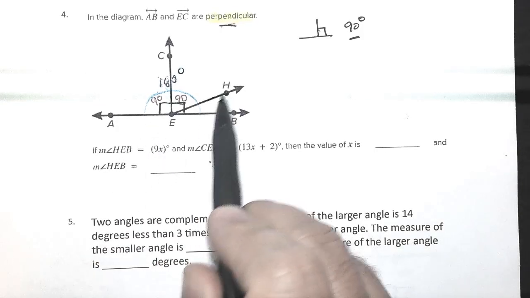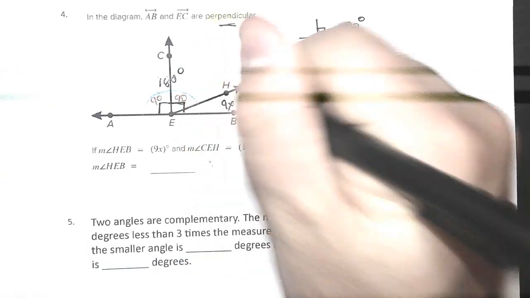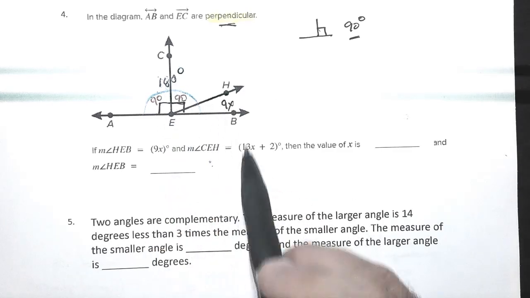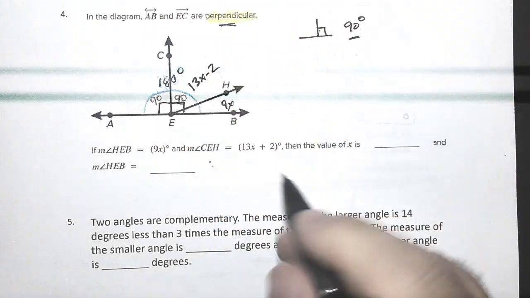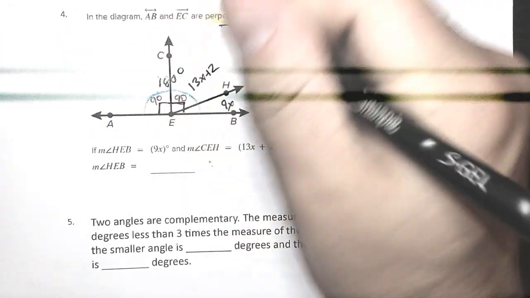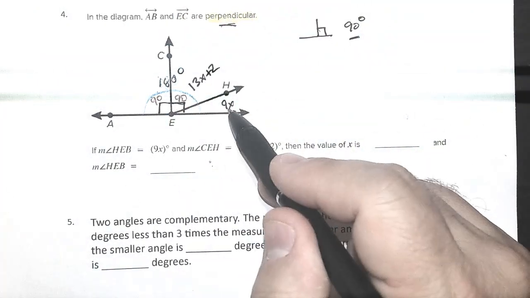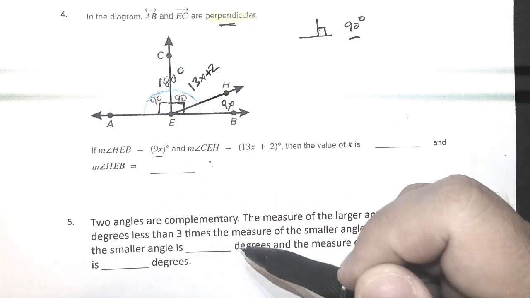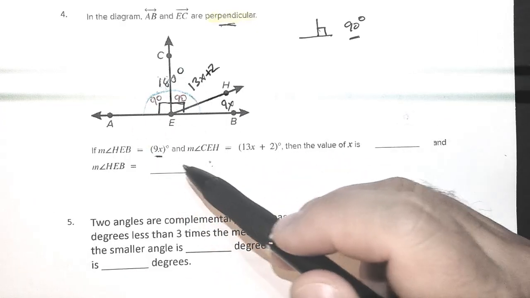So get down here. HEB. So HEB is 9x. And then CEH, so the other side is 13x minus 2. Again, long day. The question asks for the value of x and the value of HEB. So we're going to find x and then plug it in for this. They're not asking about the others.